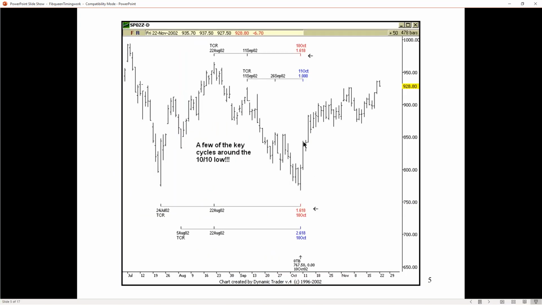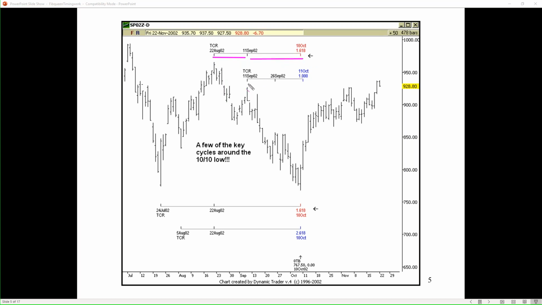This example is super old, but let's just look at it anyway. This was the S&P way back when. Believe it or not, this was in '02, and it works the same way, as you will see soon. Here, for example, I measured a high to high and found a 1618 on October 10th.